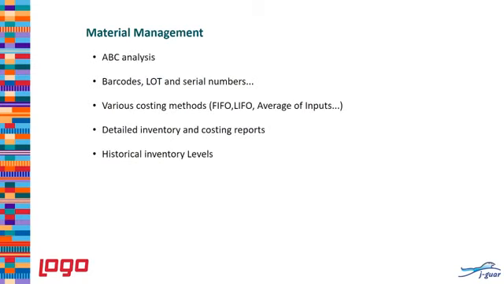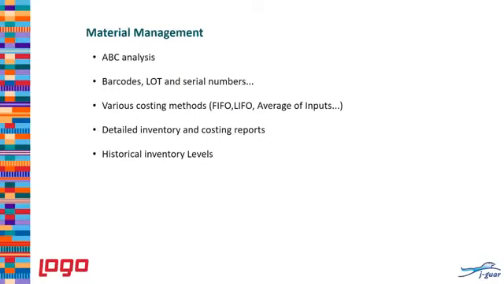Now, material management also applies ABC analysis methods to reduce inventory costs. It tracks material by barcodes, lot numbers, and even serial numbers as per requirements. Various costing methods are available, such as LIFO, FIFO, average of inputs, and so much more. And you can track 2 costing models for each item inside the company itself. And this is the IFRS requirements that we have.